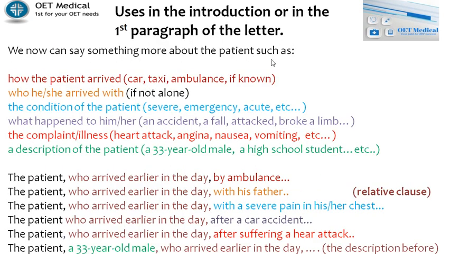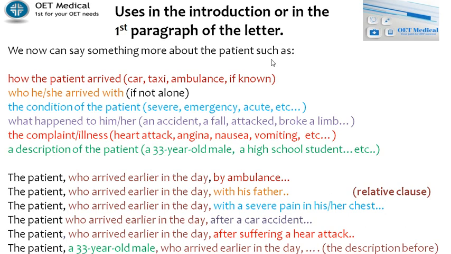Okay, we're going to look at some examples of ways that you can use these clauses in the introduction or in the first paragraph of your letter. After we've used the clause, we can actually add information to the clause. So I've got different colours here that signify different things that you may use in your introduction or in your first paragraph. How the patient arrived: by car, by taxi, by ambulance, if it's included in the information.